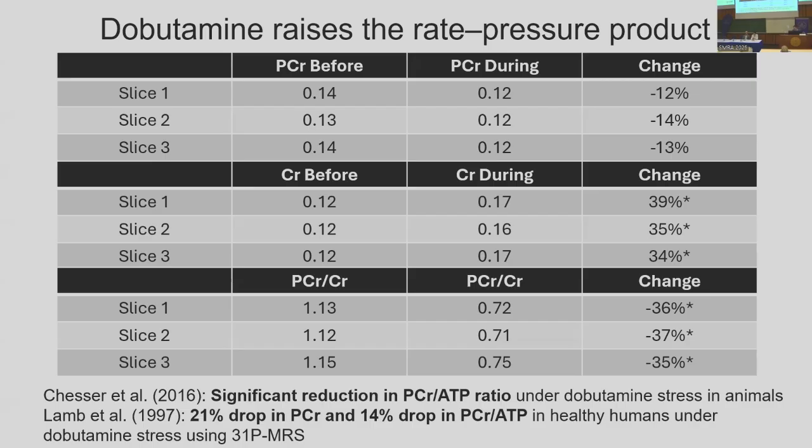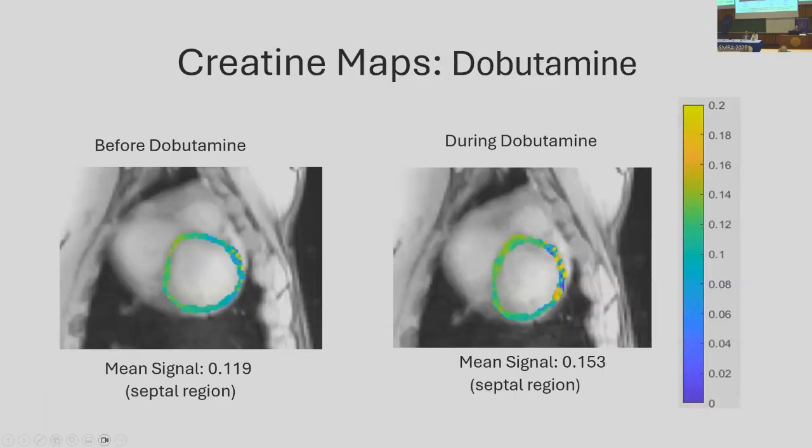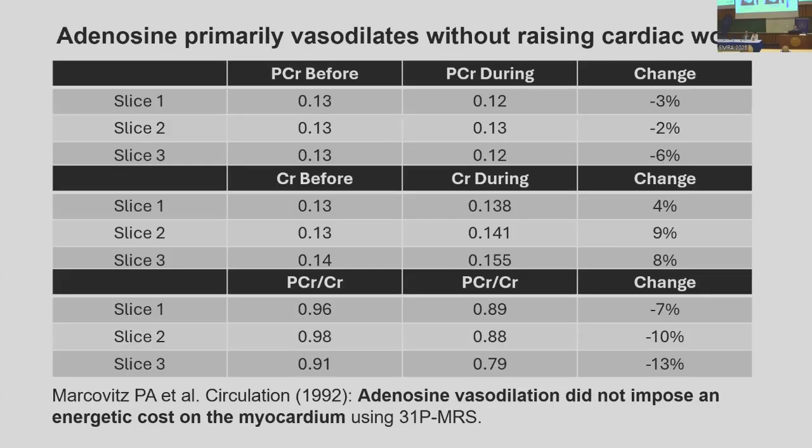Again, this is not the conclusion. This is just some evidence that shows we do see a similar trend as people have shown in the past, but we do not have enough cases yet to make a conclusion. So we also did another study, and this is just some examples of the images. There's some signal heterogeneity at the lateral level, so we use the septal area to measure the signal before and after dobutamine, and you see a big change in the CEST signal.